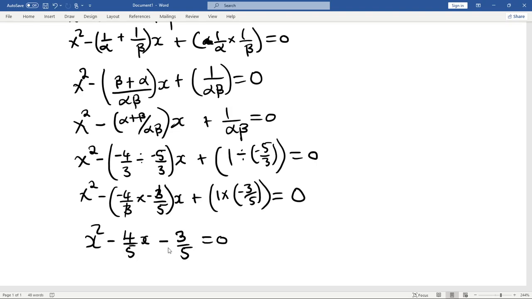So now to get rid of these fractions here, we can just multiply this whole equation that we have by 5. We're going to have 5x squared minus 4x minus 3 equal to 0 like this here. So this is the first equation that we can make using those two roots there.